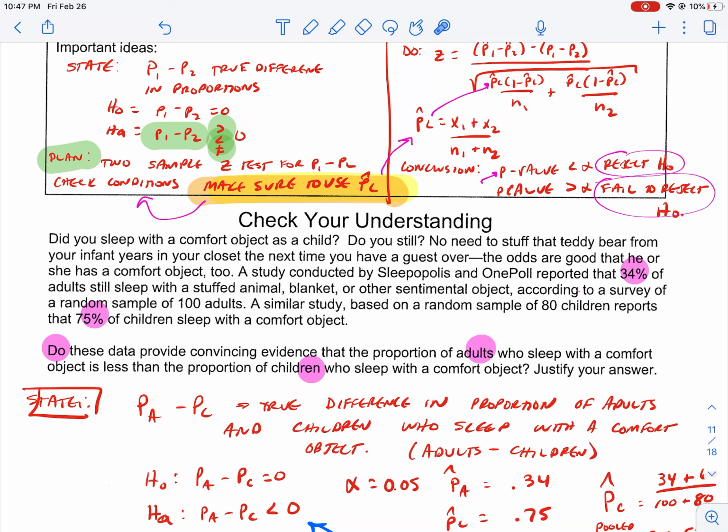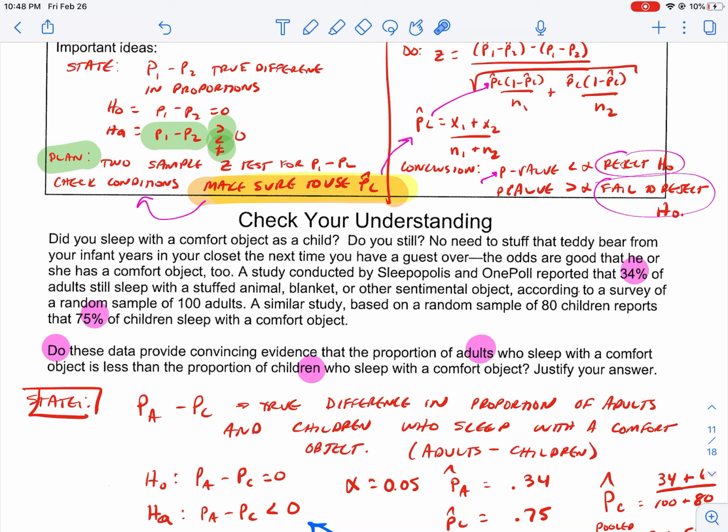And then because my p hat sub A is equal to 0.34, and because my p hat sub C is 0.75, when I actually take that difference, I get that it's pretty significant. And so I say, I really do think that it's less than 0. That's my alternative hypothesis, because 34 minus 75 is a pretty significant difference. That's a 41% difference. So it seems like adults are 41% less likely to have a comfort object. I'll define my alpha level here, just for my own self.